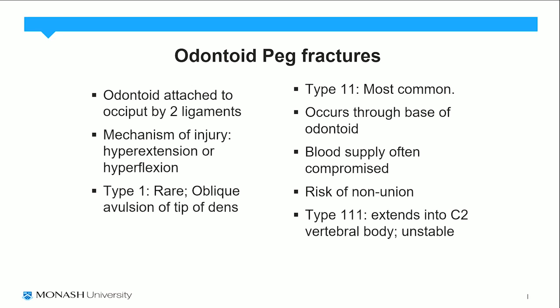Type 2 is the most common. It occurs through the base of the odontoid. The blood supply is often compromised, and therefore it is mostly unstable, and there's also a risk of non-union. Type 3 extends into the C2 vertebral body and can be stable or unstable.